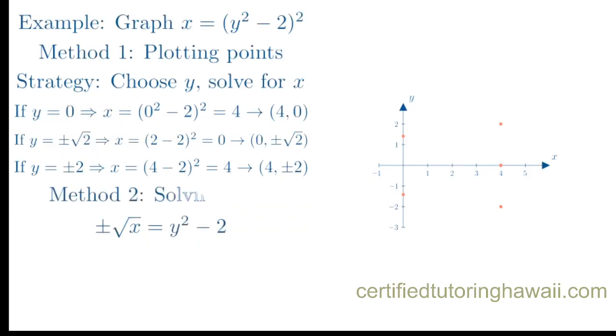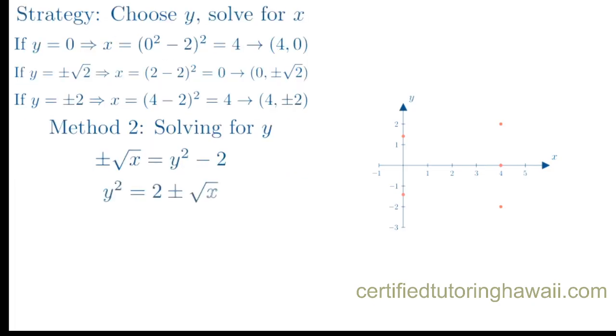Let's use method 2 and solve for y to understand this better. First, take the square root of both sides to get the square root of x equals y squared minus 2. Notice we only need to write plus or minus the square root of x if we were solving for y squared. Here, we can proceed directly. Add 2 to both sides, and then take the square root again.